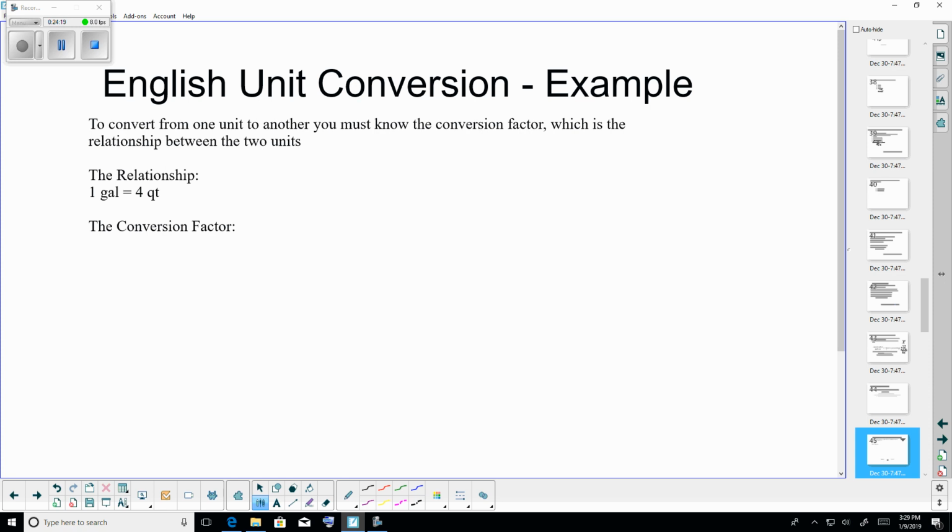Actually, you make 2. 1 gallon for 4 quarts, or 4 quarts for 1 gallon. So those are ratios. One's the inverse of the other. Those are called conversion factors.